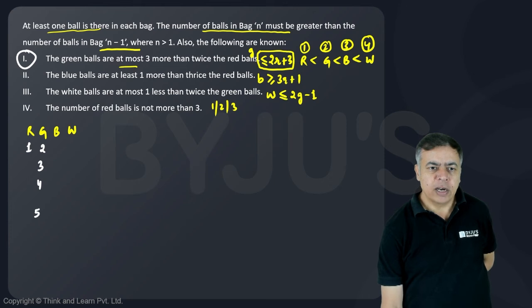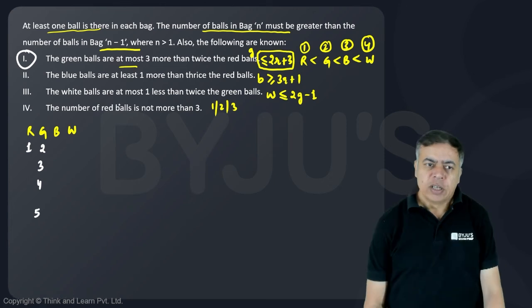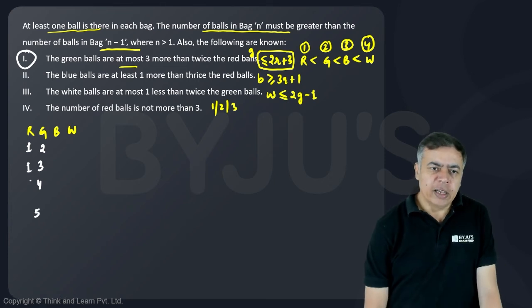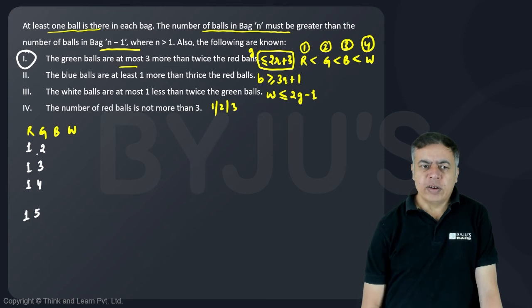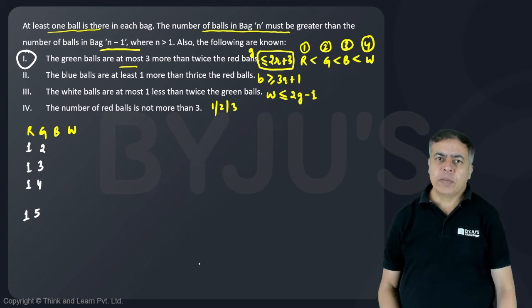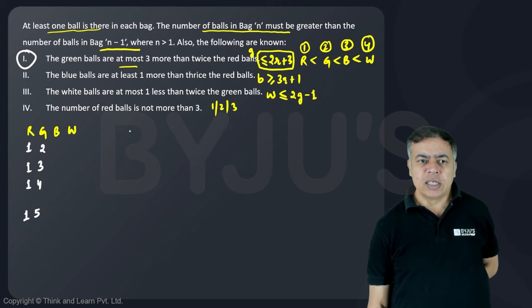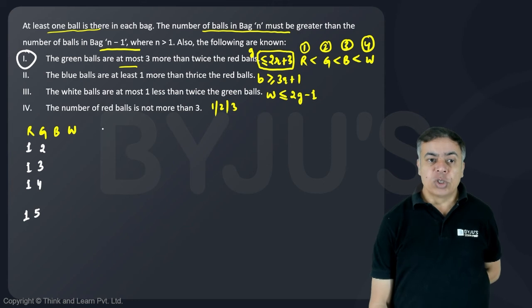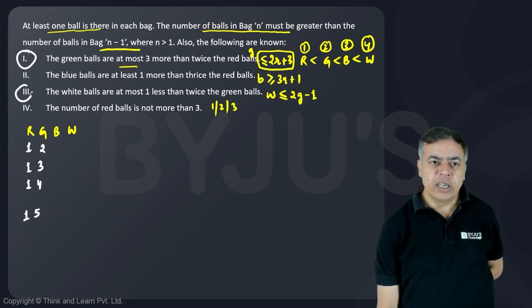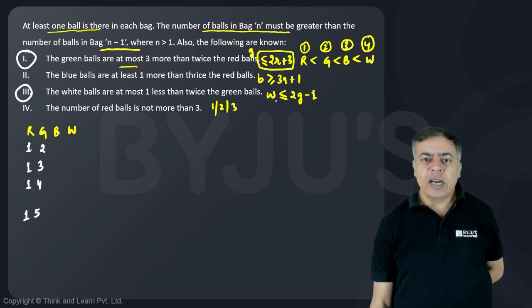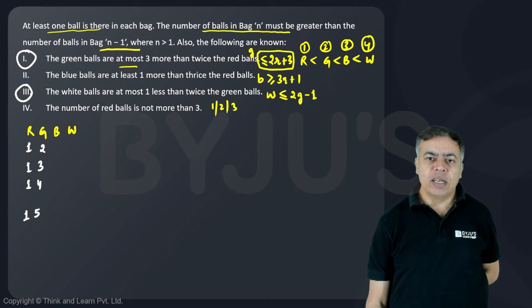Okay, let me write it like this, where red is 1. Okay, I will tell you why I have left that gap, because I know that there will be multiple cases. Okay, let's see. Now if green is 2, see the condition number 3, that white must be less than equal to 2g minus 1.